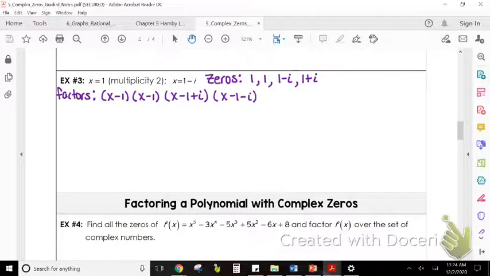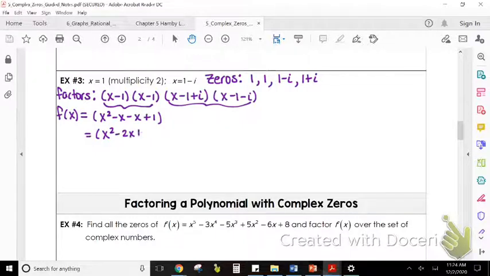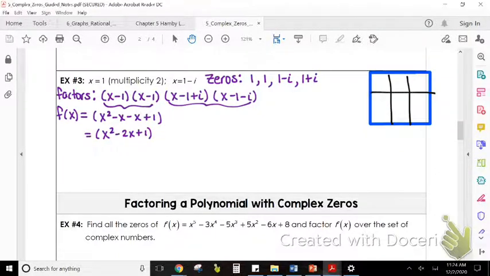All right, so now we're ready to find our polynomial, so we're just going to multiply all these out. We're going to multiply these two together and these two together. So the first one, we're going to get x squared minus x minus x plus 1. If we simplify that, it gives me x squared minus 2x plus 1. Now my next two, that's 3 terms times 3 terms. So I'm going to come over and do my square again. It's going to be a 3 by 3 because it's 3 terms times 3 terms. I got x minus 1 plus i times x minus 1 minus i.